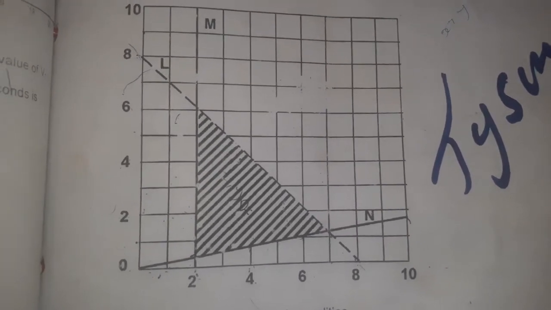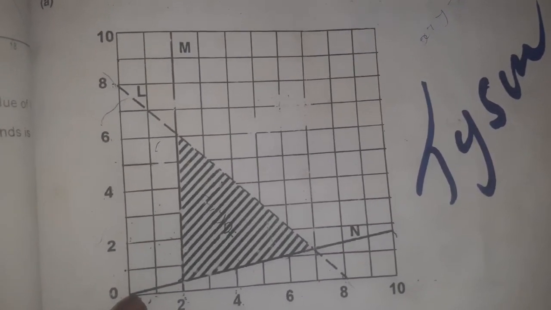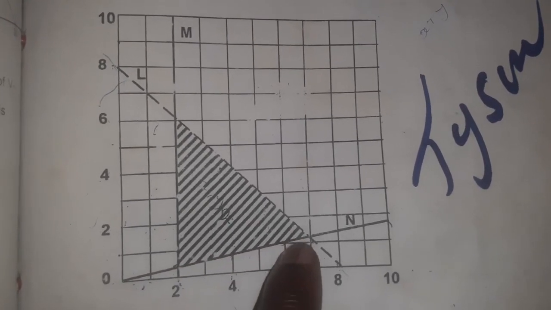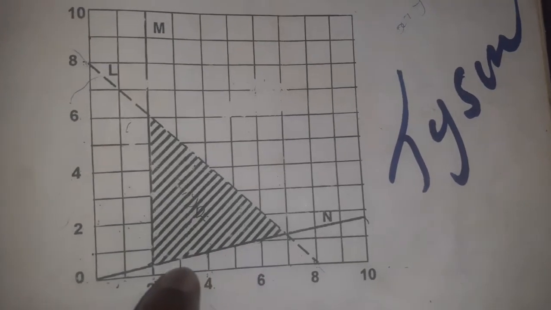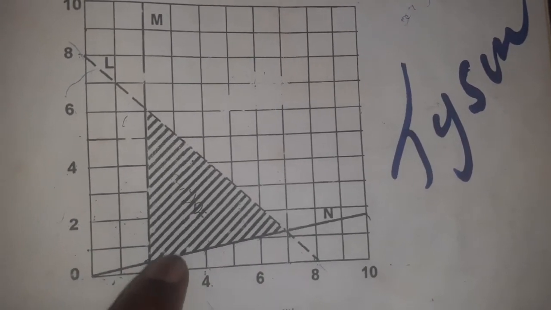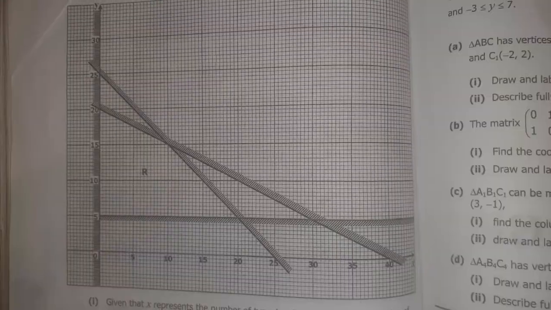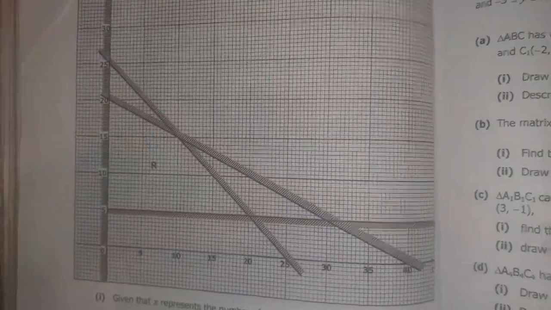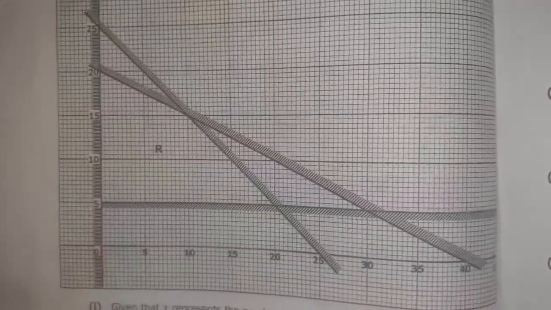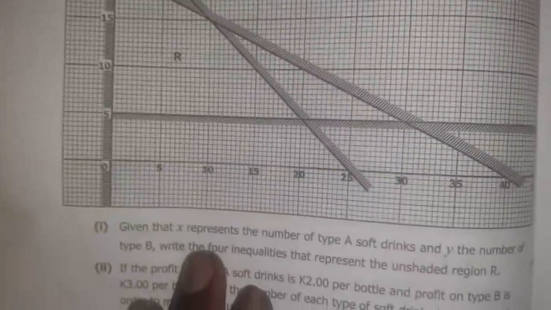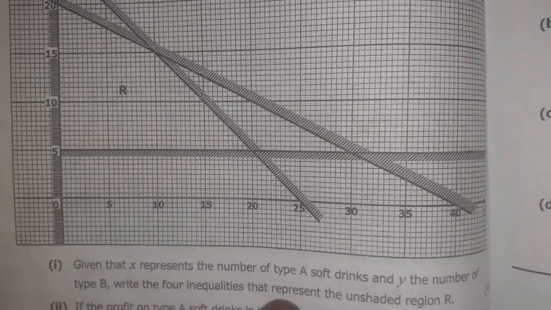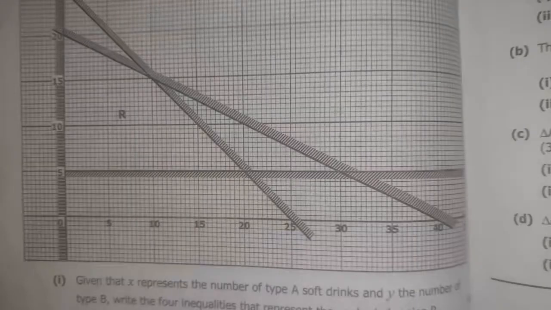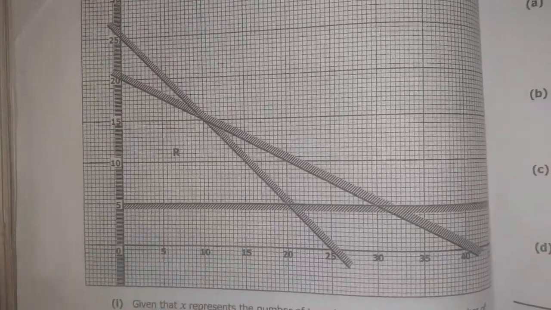So you pick the coordinates. If you look at this one, you pick 0, 0. You also come here and look at this point here. You can pick this point, it's 6, 1. There's also this one. I hope it's clear. The question is the same. The question is here: write the 4 inequalities that represent the unshaded region R. So it's the same thing.